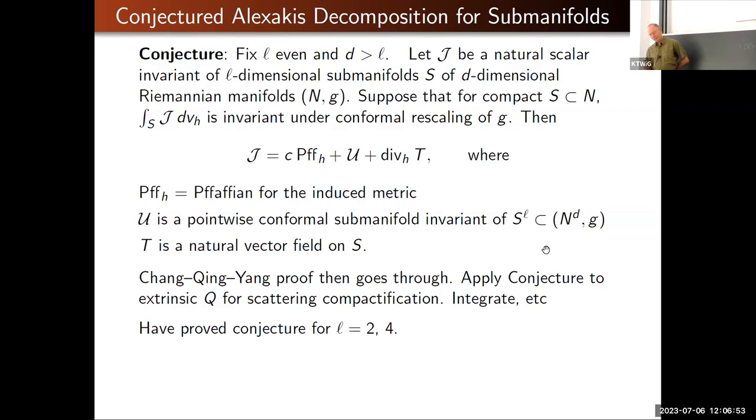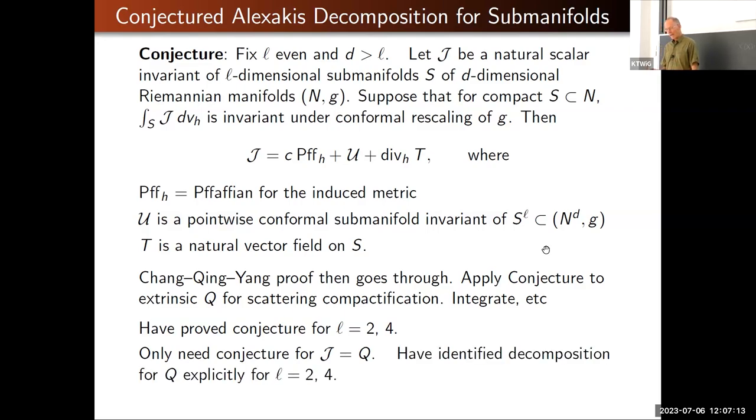And like I said, in the Gauss-Bonnet theorem, the invariant that shows up is the invariant that you get when you take the conjectured Alexakis decomposition for Q curvature. We only need the conjecture for Q curvature, not in general, because that's all we apply it for. And in dimensions 2 and 4, we can write this invariant down explicitly in terms of the Q curvature. In the lowest dimensional case, we recover this. So we can actually get the Alexakis decomposition by taking the two-dimensional extrinsic Q curvature and taking the conformal invariant that shows up.